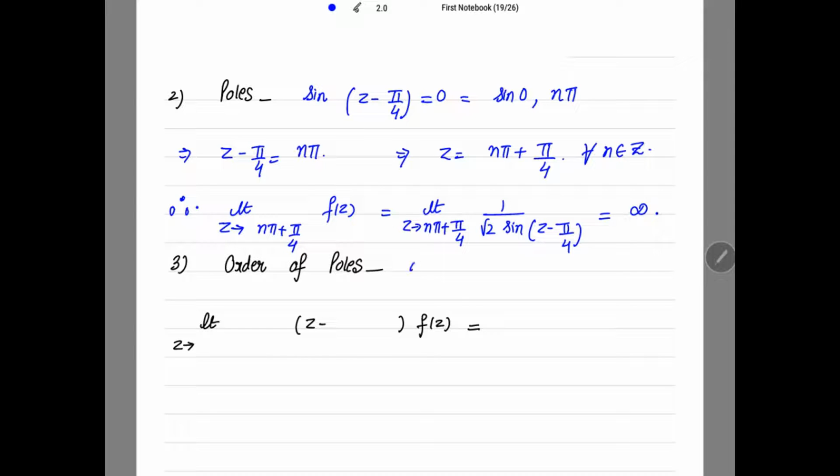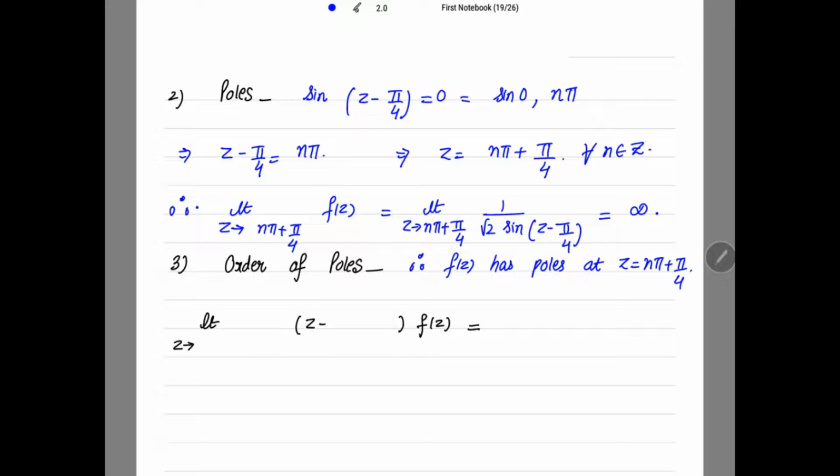So therefore f(z) has poles at z equal to n pi plus pi by 4. So I got all my poles at z equal to n pi plus pi by 4, right? Now to check the order of the pole. How to check the order of the pole? For that we have the formula: limit z tends to a of (z minus a) into f(z). If this limit is not equal to 0 or infinity, then we can say that I am having a pole of whatever order I am having.